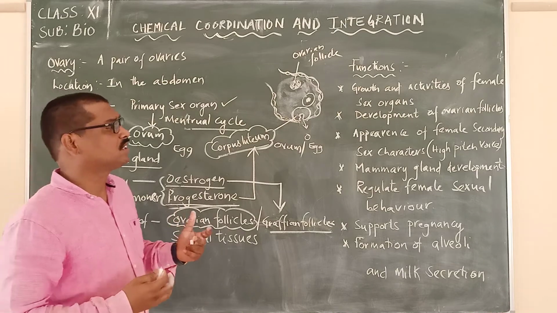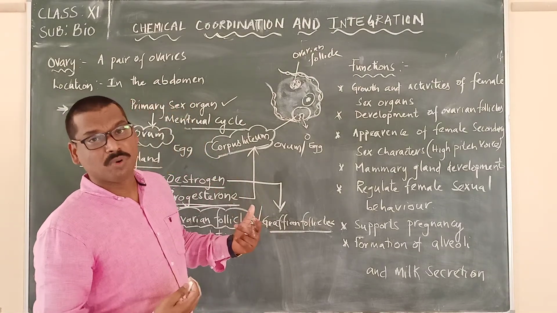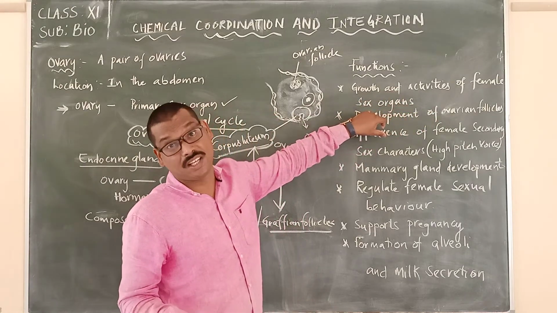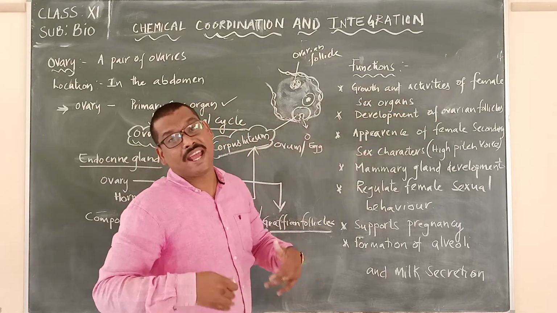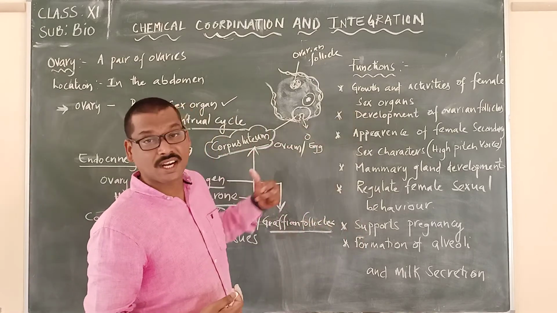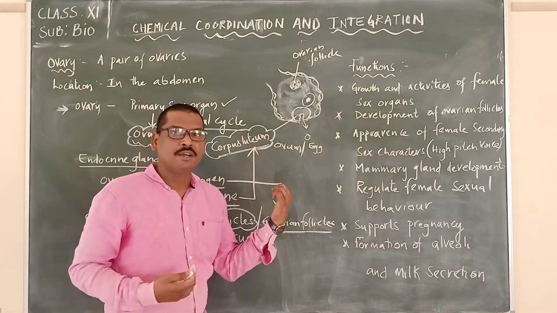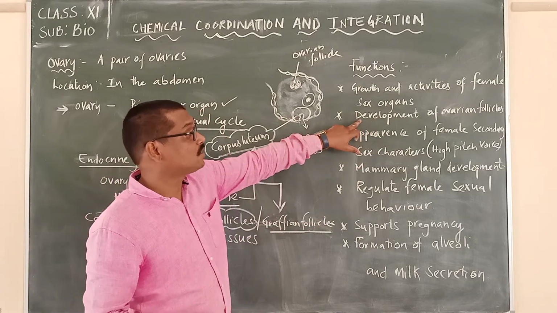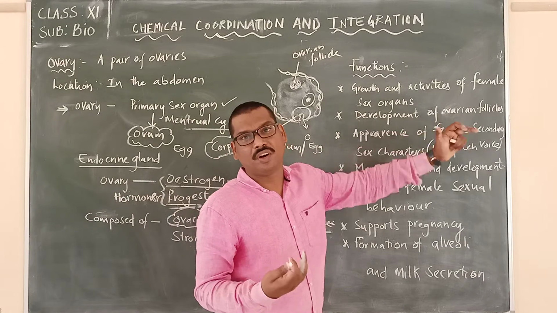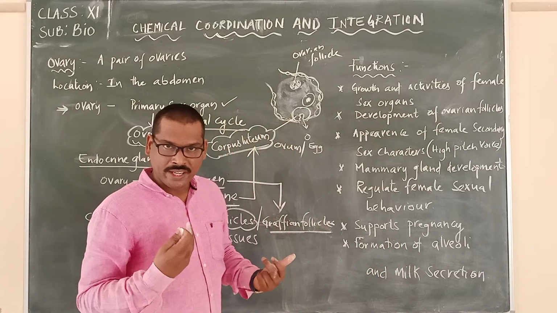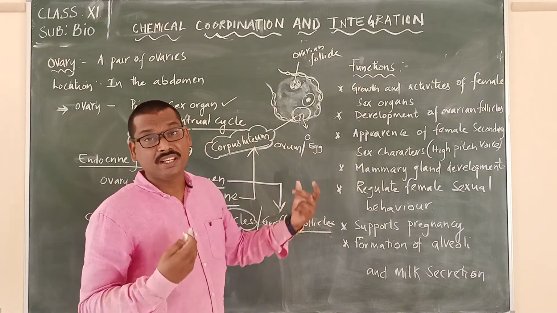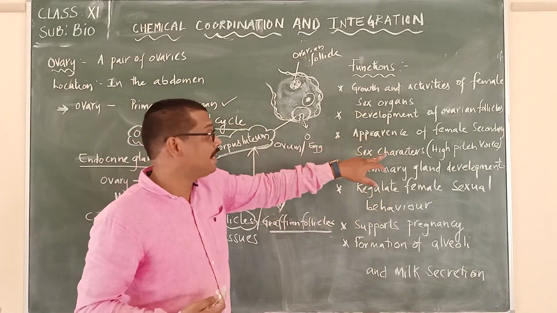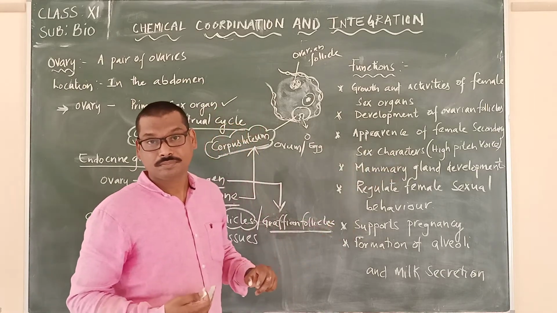Now what are the functions of these hormones? These hormones will also help in growth and activities of the female sex organs. All the activities that are expressed by the female sex organs are under the control of what now? Estrogen and progesterone. And these hormones will also help in what? Development of the ovarian follicles, meaning Graafian follicles. These hormones are helping in development of the Graafian follicle, and appearance of female secondary sexual characteristics.